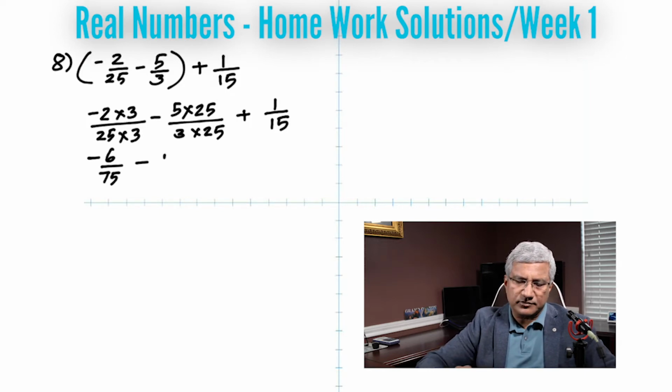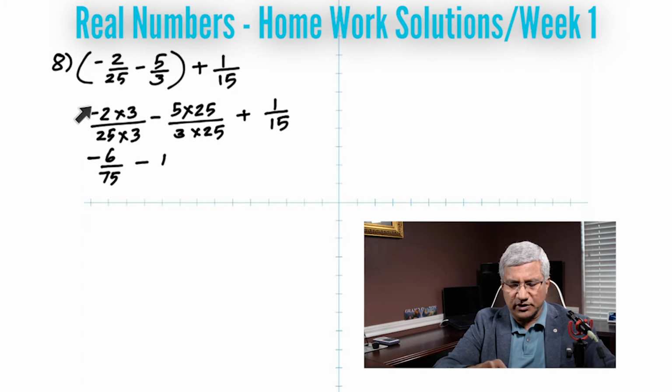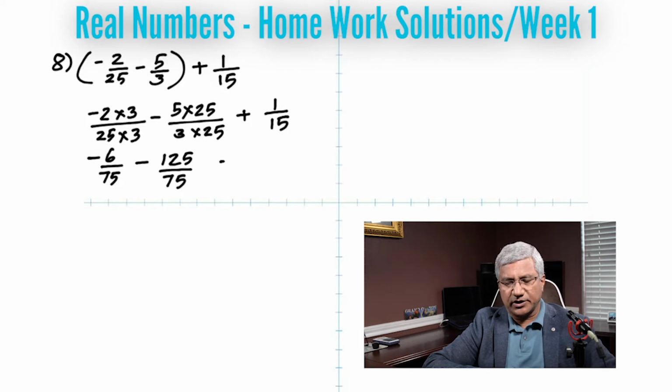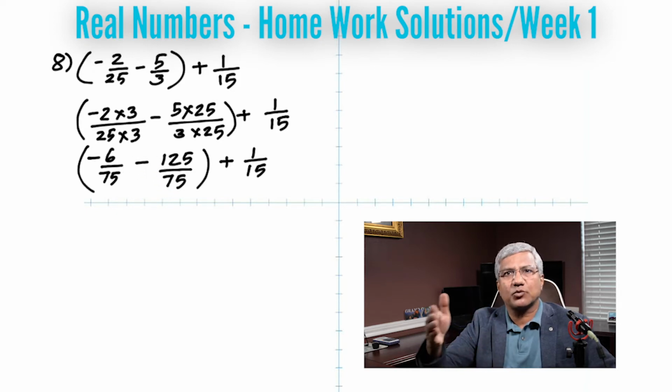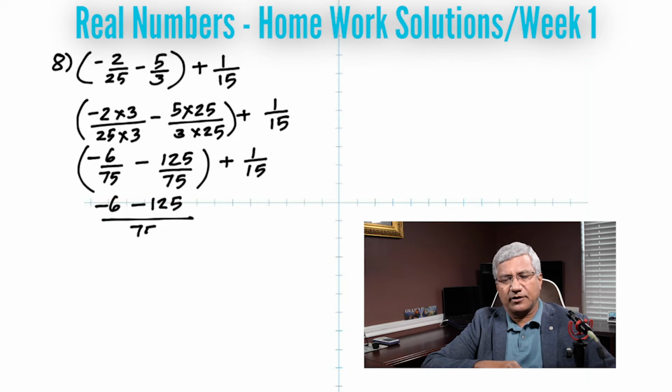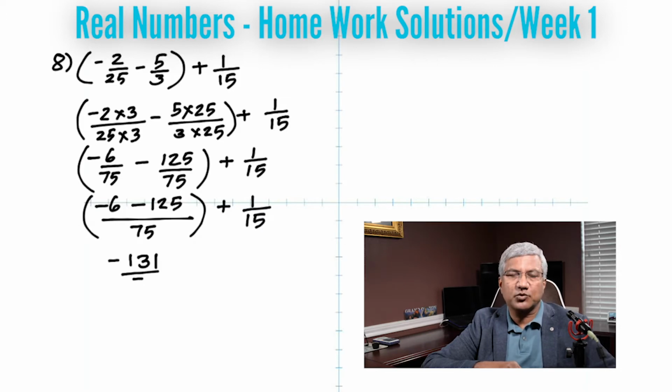So there you have minus 2 times 3 gives minus 6, and minus 5 times 25 gives minus 125. The denominators are equal, plus 1 by 15. So you have the parenthesis there, which I had forgotten to put. So let's try to solve what's inside the parenthesis first. And the denominators are the same, so we can just find negative 6 minus 125. So what is that? That's negative 131. Plus 1 by 15. So minus 6 minus 125 is minus 131, and then you have plus 1 by 15.